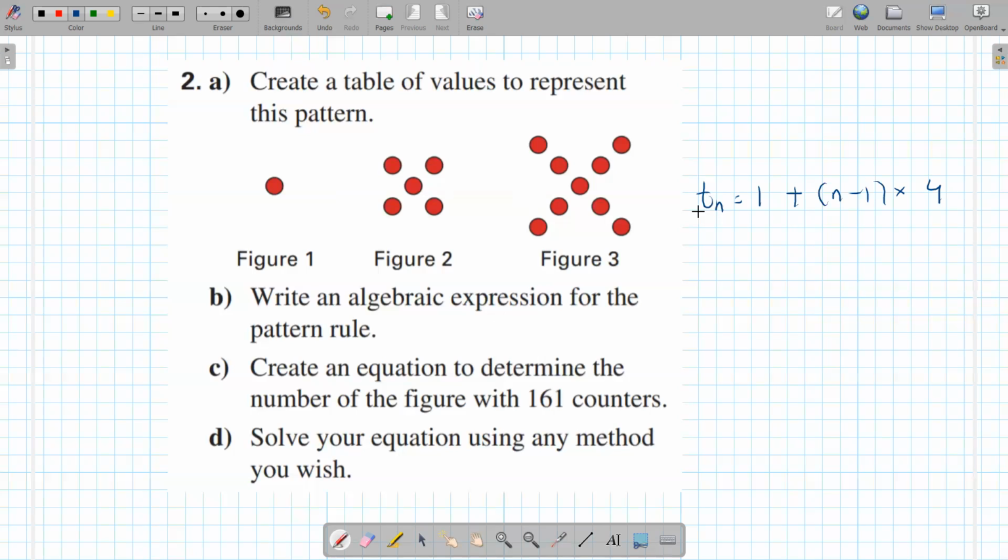And here we can replace the Tn with Y, okay? Y equals 1 plus, which is A. N becomes an X times 4. Now clean up this bracket. Open that bracket. 1 plus 4x. Yeah. And then minus 1. No, not minus 1. Try again.